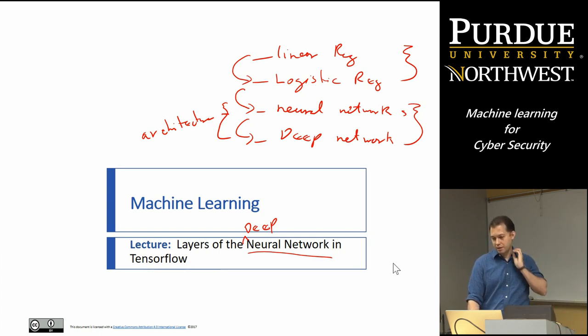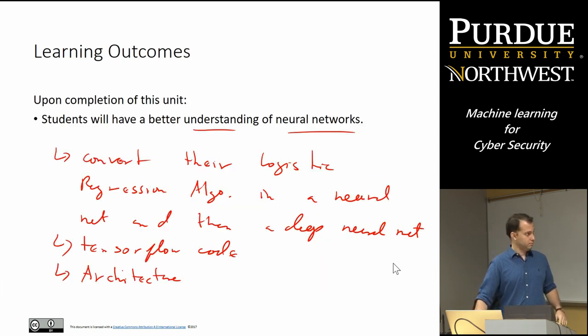I did some drawings here, so hopefully they'll make sense. If they don't, look at the other slides, which are done a little bit by computer. All right, so these are the objectives: just to convert the logistic regression algorithm into neural nets and deep neural nets.